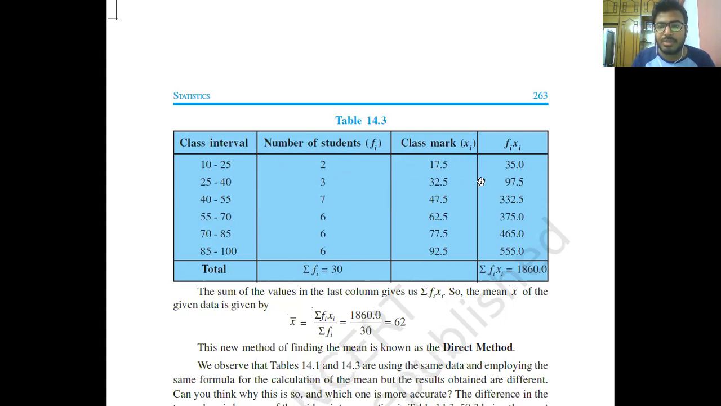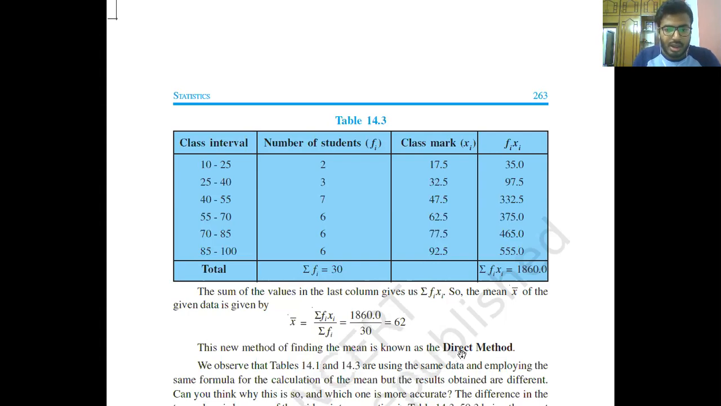So you have to multiply these two. Multiplying, in the same way, you have to sum all these. Sum all this, you are getting 1860, and the number of students is how much? It is 30. So when you calculate sigma fi xi upon sigma fi, 1860 upon 30 equals 62. So you are getting the value 62. This method of finding the mean is known as the direct method.